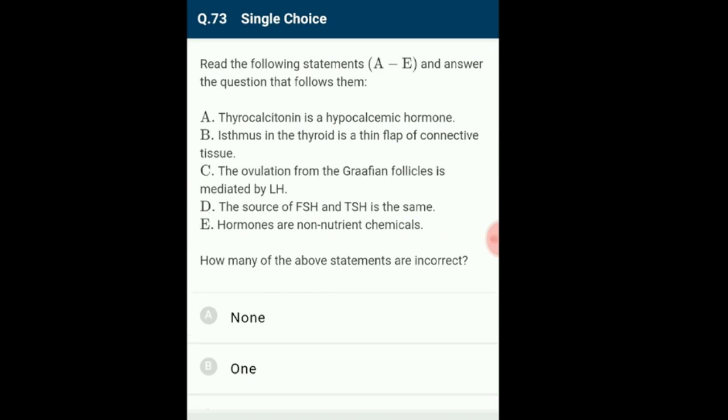Question number 73. Read the following statements from A to E and answer the question. A. Thyrocalcitonin is a hypocalcemic hormone. B. Isthmus in the thyroid is a thin flap of connective tissue. C. The ovulation from the Graafian follicle is mediated by luteinizing hormone. D. The source of follicle stimulating hormone and thyroid stimulating hormone is the same, the adenohypophysis. E. Hormones are non-nutrient chemicals. So from the given statements, none of the statements is incorrect.